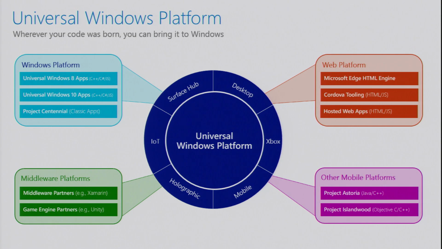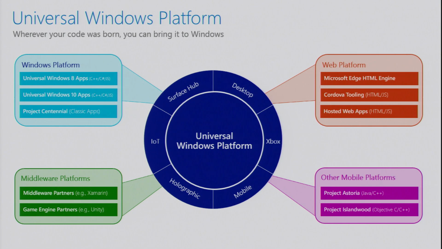Now, on the lower left corner, the green bubble, if you are coming from some middleware platforms, for example Xamarin, or if you're building games, for example on Unity, we have already been working with these kinds of partners for a very long time. So, for example, Unity, their engine is supporting Windows 10. We have announced this partnership already. So if currently you have something built on Unity, some kind of 3D models, it is going to work on Windows 10 as well.